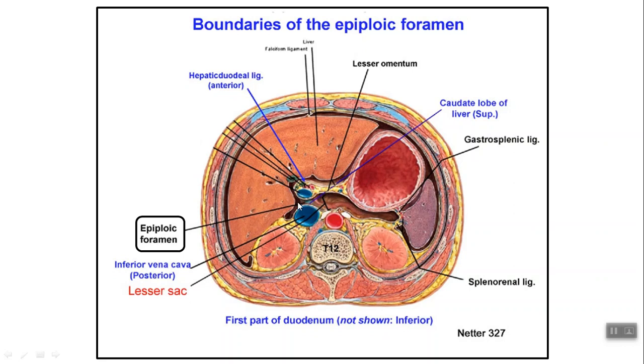These are the boundaries. Here we can see this is the anterior boundary of the epiploic foramen. This is the free border of the lesser omentum, containing the bile duct, hepatic artery, and the portal vein. And the posterior boundary of the epiploic foramen is the inferior vena cava.